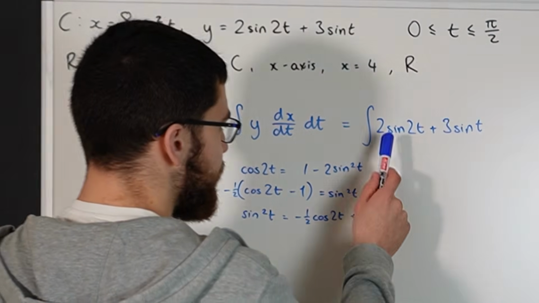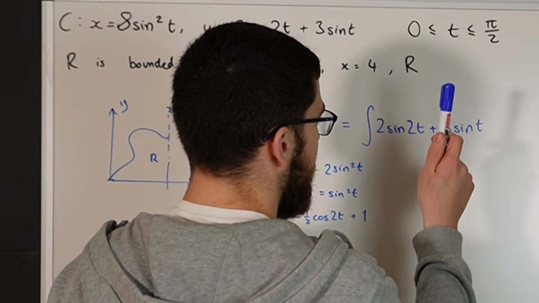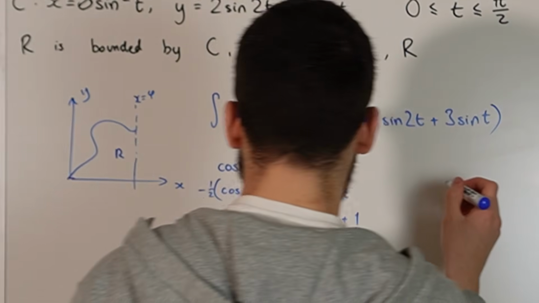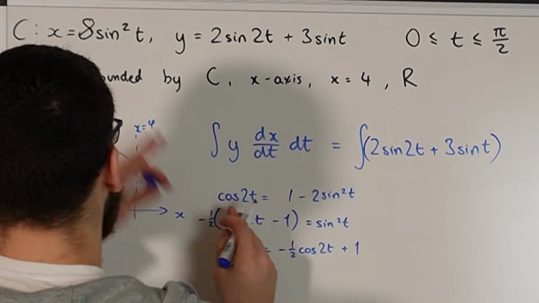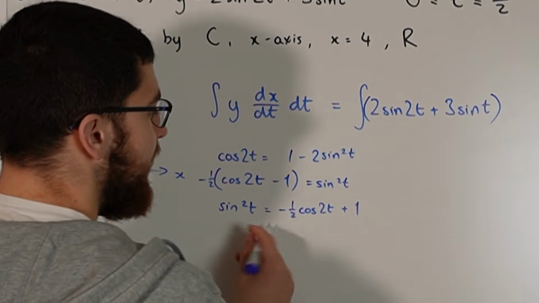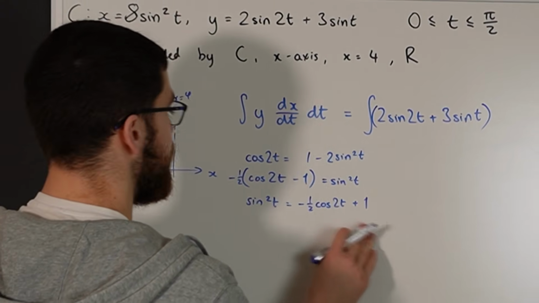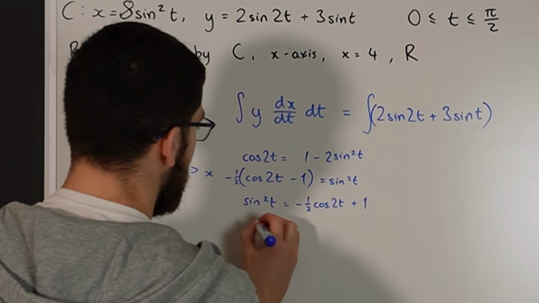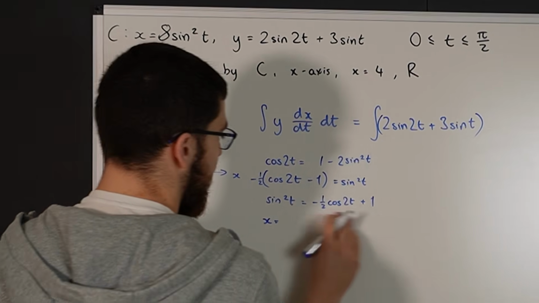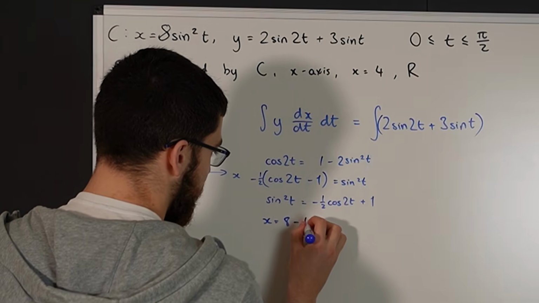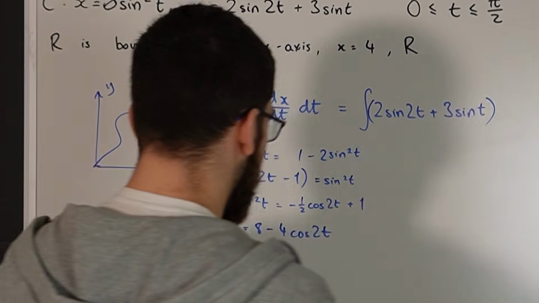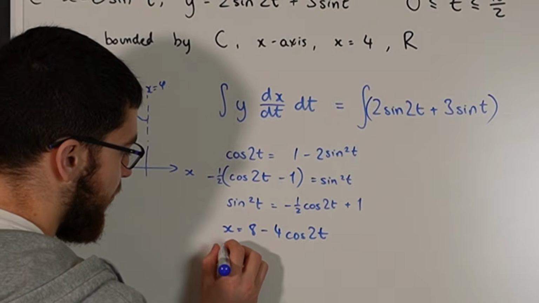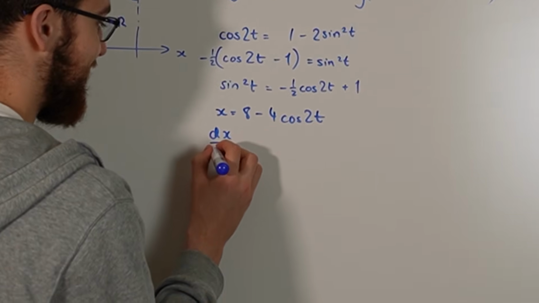So we've got the 2 sine 2t plus 3 sine t. Then we have to do dx by dt. Now I've decoded the sine squared to make this, which should be sine squared t. So dx by dt, well, x is actually 8 times this, which is 8 minus 4 cos 2t, okay? So there's our x. Then we can differentiate this with respect to t.